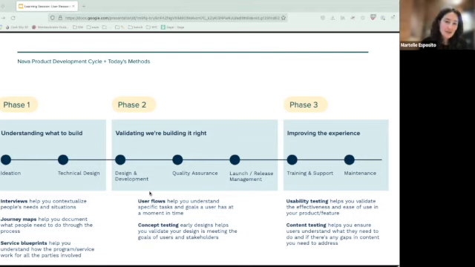And actually, I have a question. There's a couple of different testing terms on here, and when you explained each one individually, they made sense. But I'm curious, what is the difference between concept testing, usability testing, and content testing?